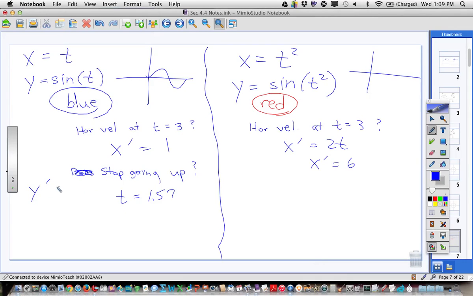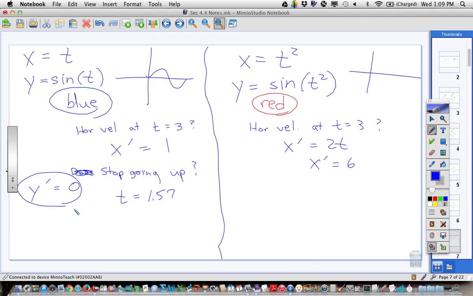So you were answering this question, right? When does blue guy stop going up is like saying, when does his vertical movement stop? Well, just like we were talking about before, movement stops when the velocity is 0. We're talking about going up, we're talking about the vertical. So we would answer the question, when is y prime 0?